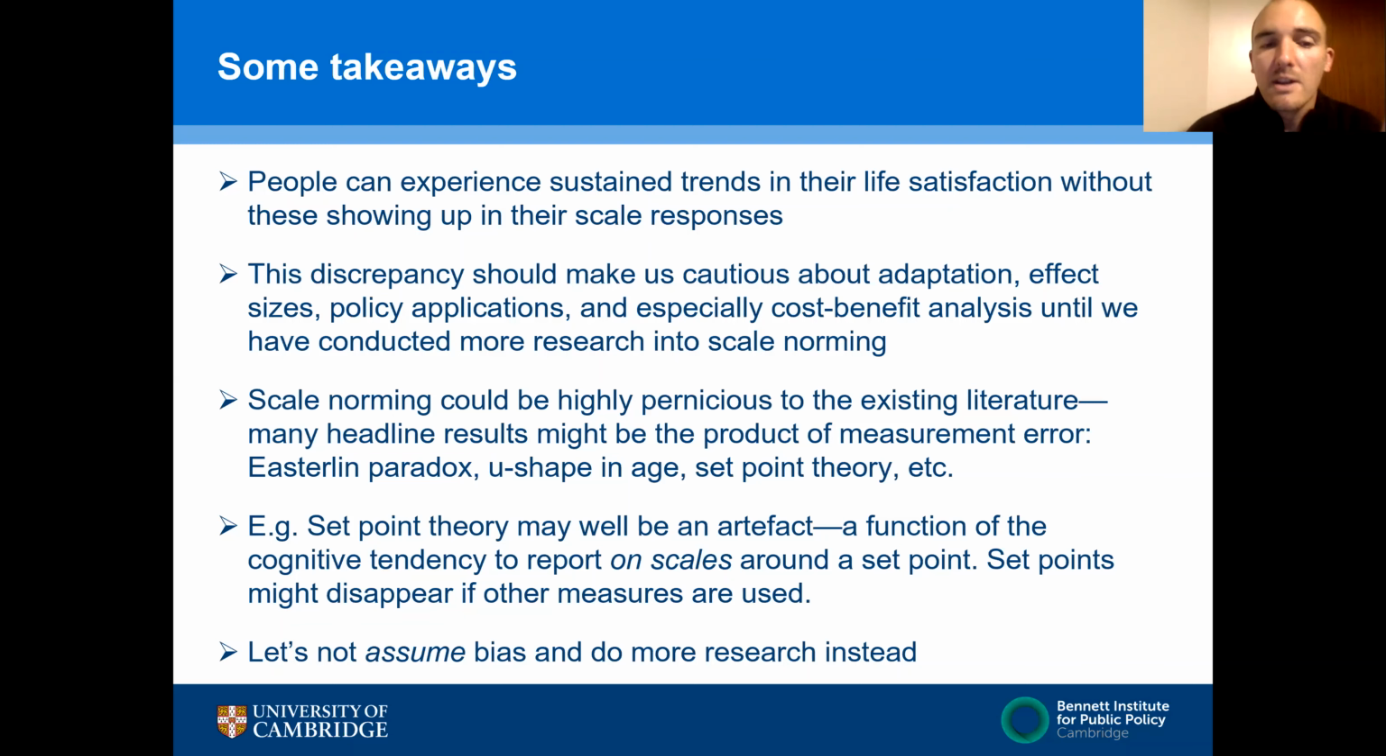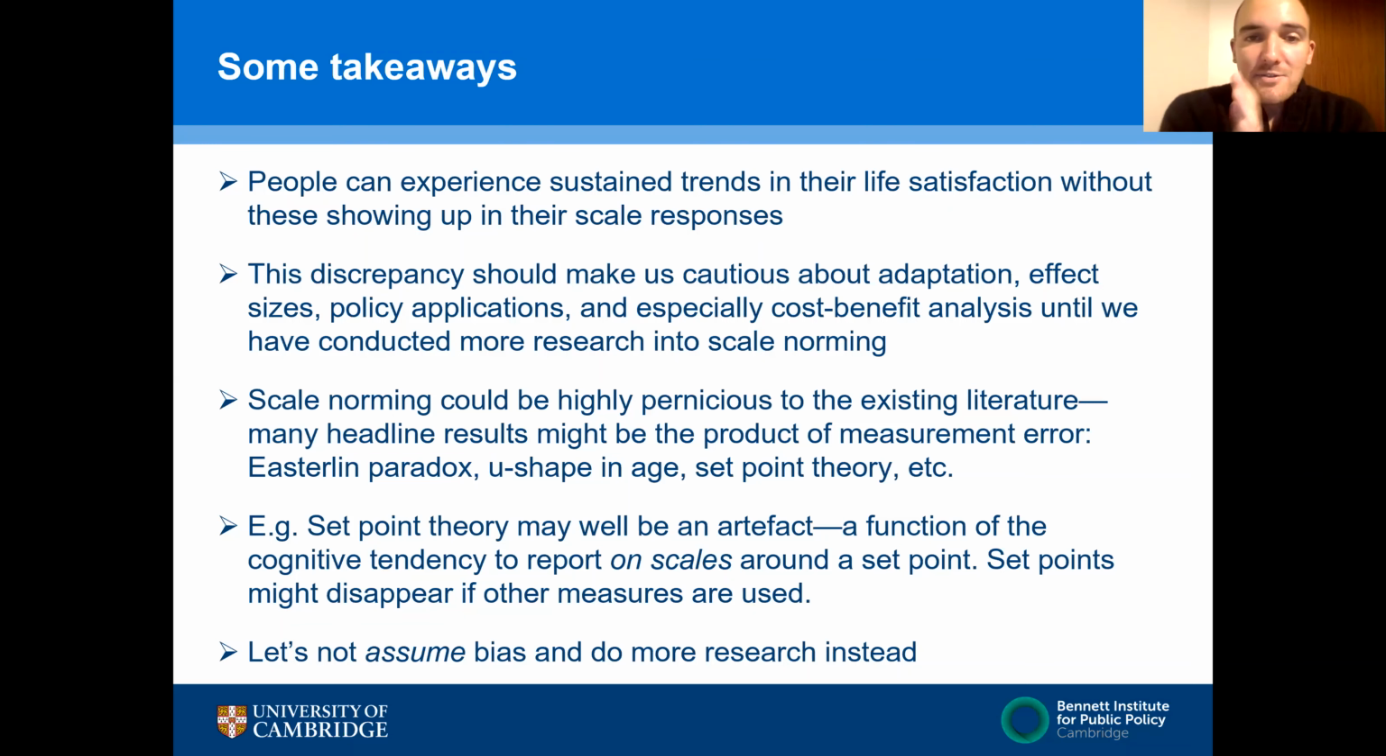Set point theory, to me, may be just a function of people. If you give them a 1 to 10 scale, there might be a cognitive tendency, indeed a bias, to report 8 out of 10 or 7 out of 10 for the most part on that 1 to 10 scale. But if you don't give people a bounded scale, as you do in the plot, you might get very different phenomena. You might not see set points at all. So I think we really need to look into this quite a bit more.